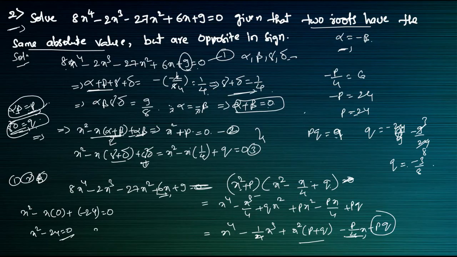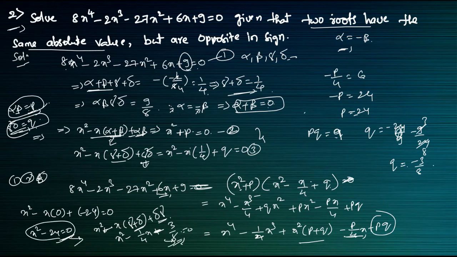Another thing we have to find: x square minus x into gamma plus delta, plus gamma delta will come. So in this x square I will write like that only, minus 1 by 4 into x plus gamma delta is equal to minus 3 by 8. So minus 3 by 8. So you do this one, find these roots and those roots also, and you will get the answer.